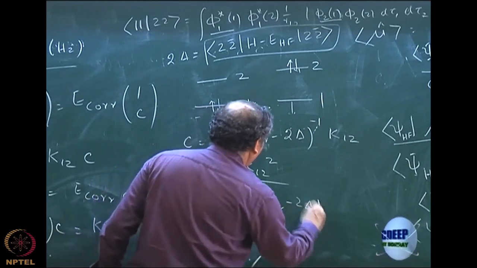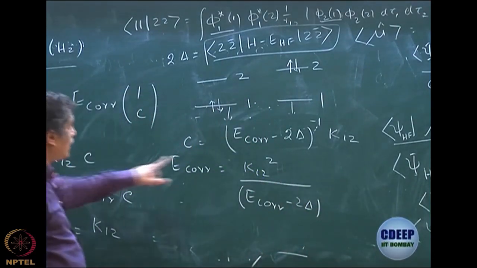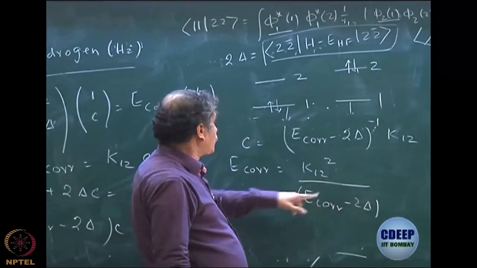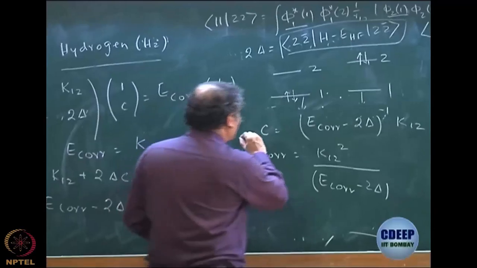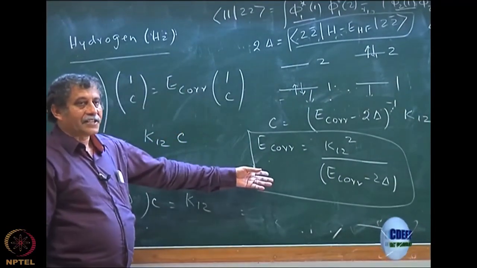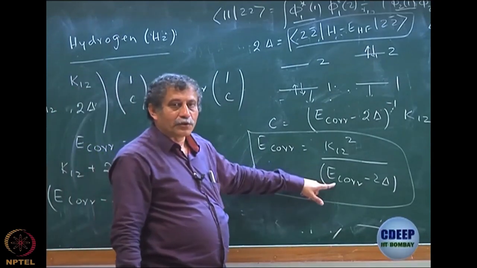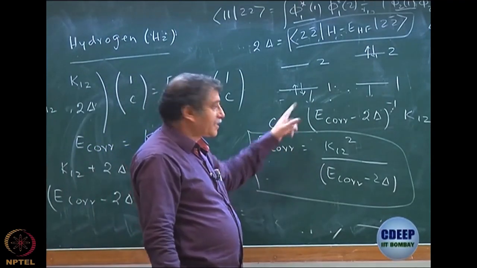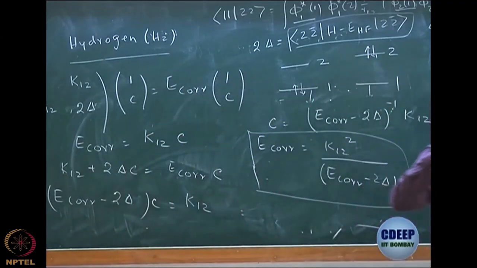right. I hope all of you can see this. So, it is K1,2 times C, and C already has a K1,2, so it is K1,2 square divided by this. Now you can see, I told you initially that we have to use the iterative method. So, for DCI you use the iterative method, remember. You first put E correlation equal to 0, get a new value of E correlation, put it back here and keep doing. That is a Davidson's kind of routine.